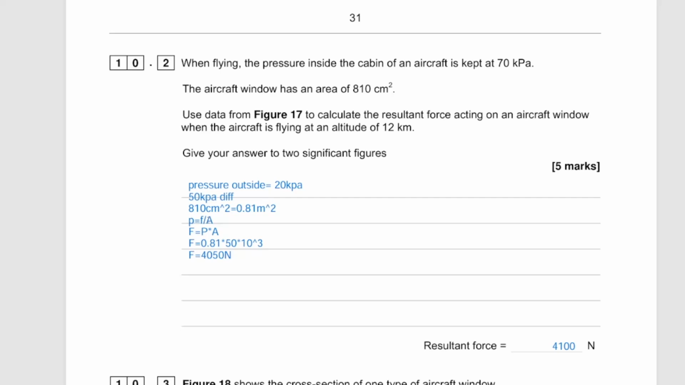And therefore, because pressure equals force over area, force equals pressure times area. So you just times the pressure, which is 50 times 10 to the power 3 because it's kilopascals, and also you need to convert 810 centimeters squared into meters squared. Then you just do 0.81 times 50 times 10 to the power 3, and you get the force acting on the aircraft window to be 4,050 newtons. And because it wants it to two significant figures, you round it to 4,100 newtons.